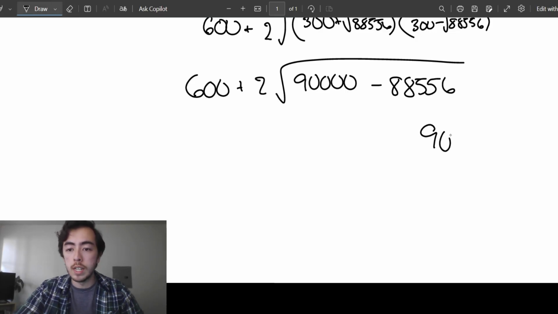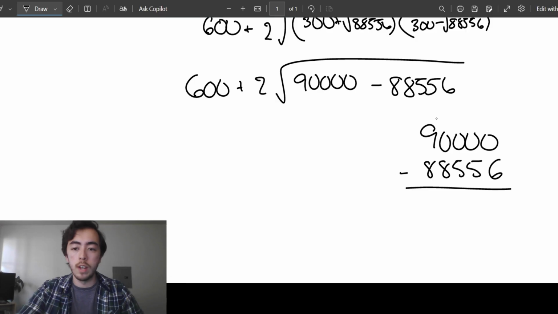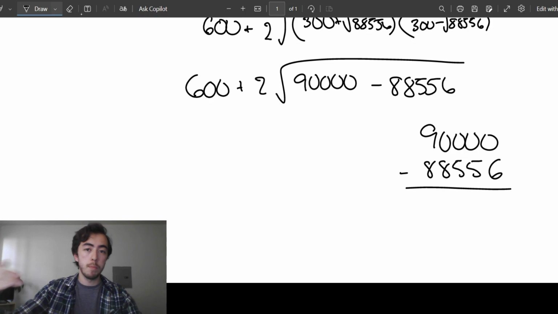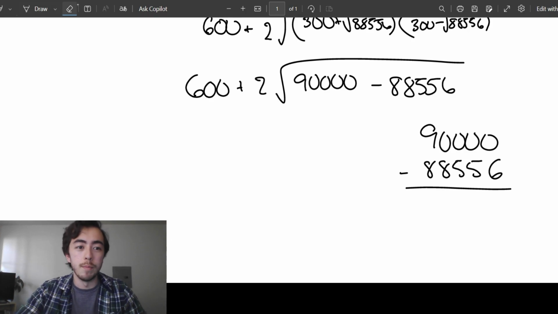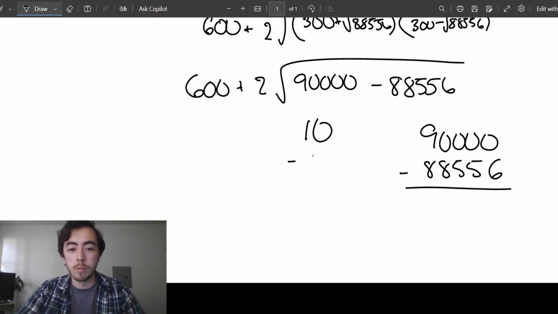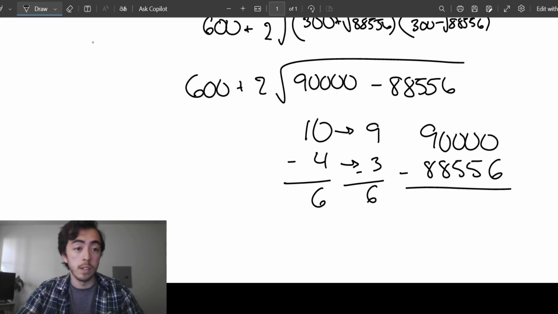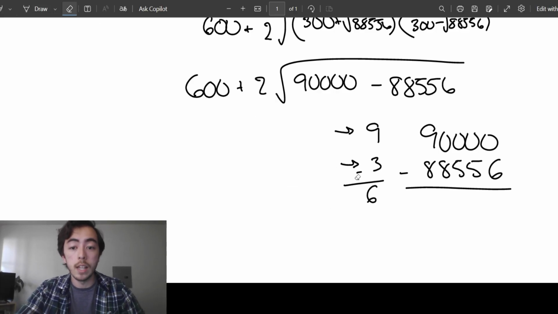We need to do 90,000 minus 88,556. And I don't like doing this one with all that sequential borrowing. So what I actually like doing is subtracting one from the top and one from the bottom. Essentially, it's just the same borrowing thing, but I like it a little bit better. The reasoning here is, say we have an easier problem like 10 minus 4, that's just 6. But if I take away one from the top and one from the bottom and subtract those, I still get the same answer. And I like this strategy just because I don't have to worry about borrowing over and over again.